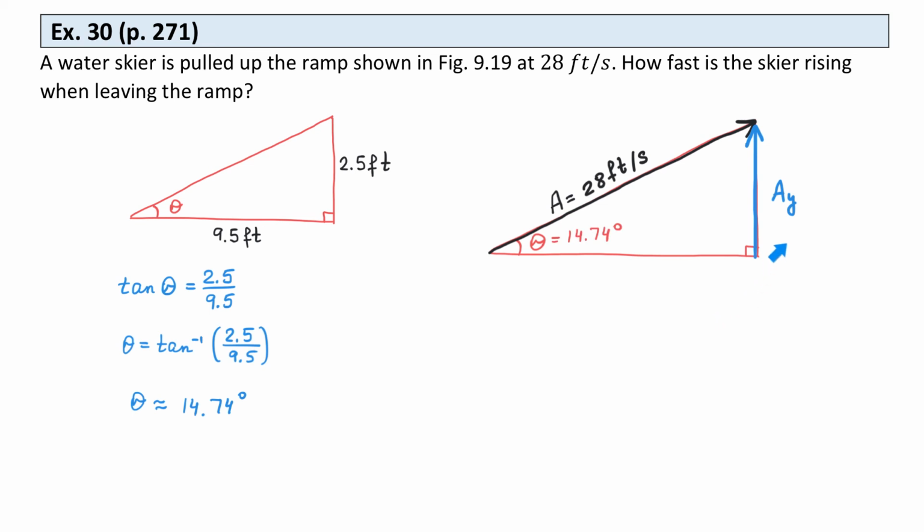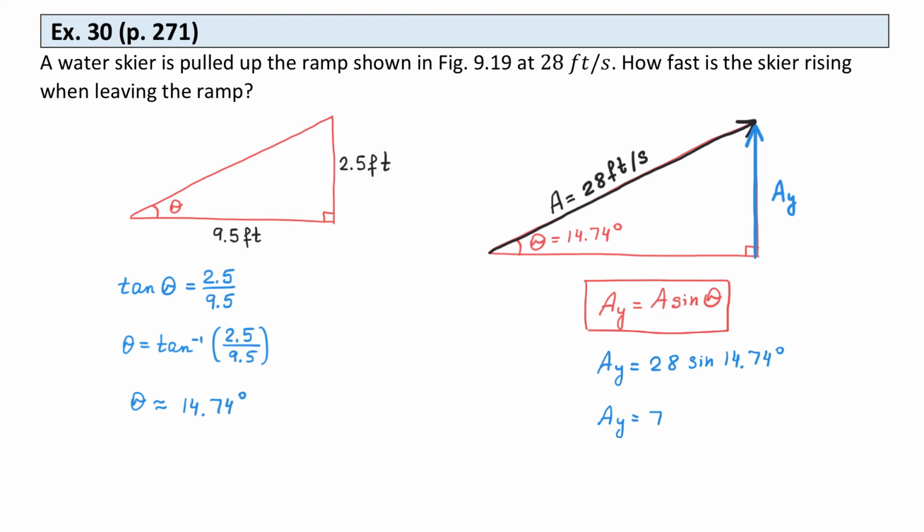Now we can find the vertical component by using the formula A sub y equals A sine of theta. Then A sub y equals 28 sine of 14.74 degrees. Then A sub y equals 7.1 feet per second. So now we can say that the skier is rising at 7.1 feet per second.